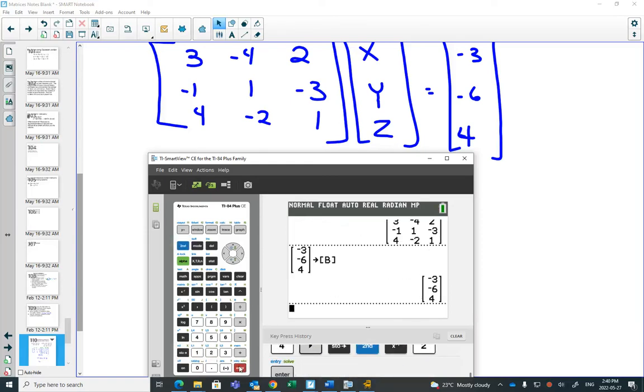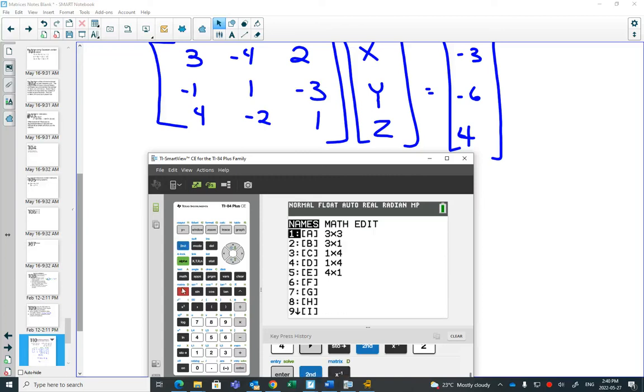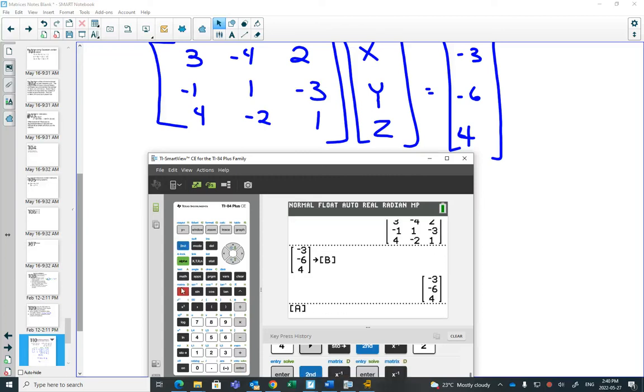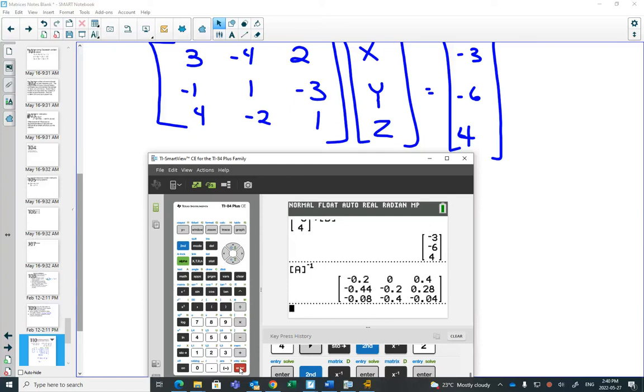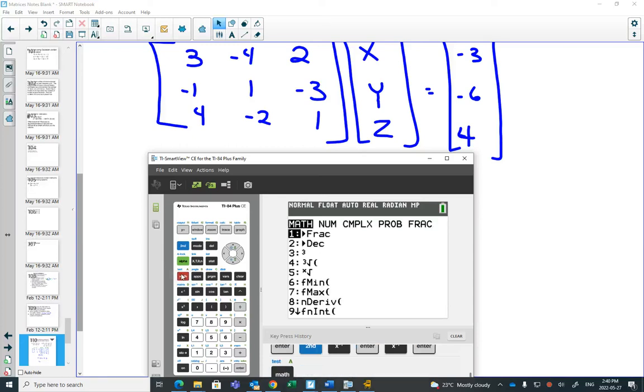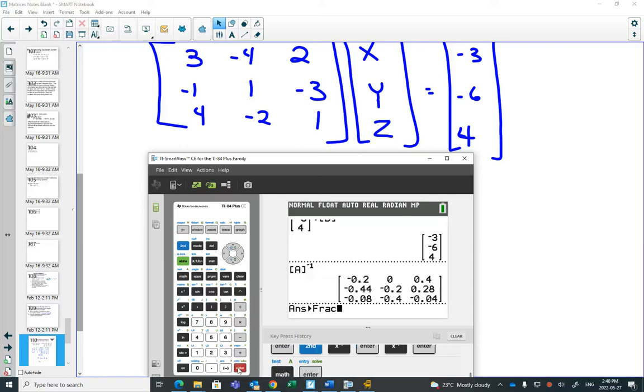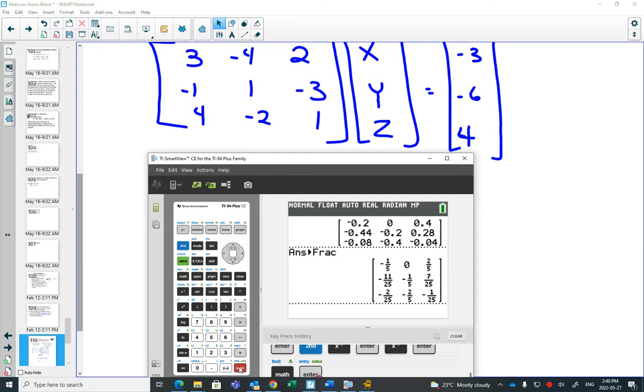There we go. So if we wanted to find A inverse on our calculator, we can go second matrix, A, and hit the inverse button. There's A inverse. If you have A inverse as decimals and you want to change it to fractions, you hit your math button. Number 1 changes things to fractions, and it'll change all your numbers to fractions.